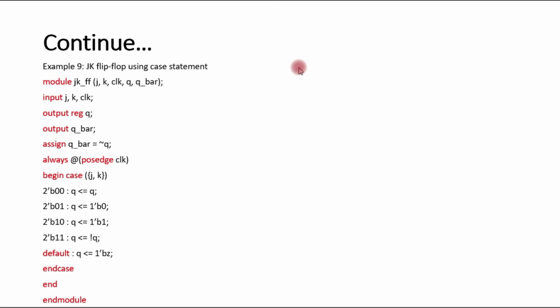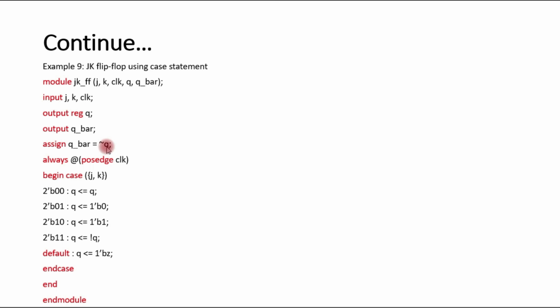A JK flip-flop is also designed using case statement. In case of JK flip-flop, there are 3 inputs J, K, and clock, and 2 outputs Q and QR. So we are declaring inputs J, K, clock, output Q and QR. Here we are declaring Q as a register data type because Q is taken in the left hand side of the non-blocking assignment, and here we are assigning QR, that is the NOT operation of Q.